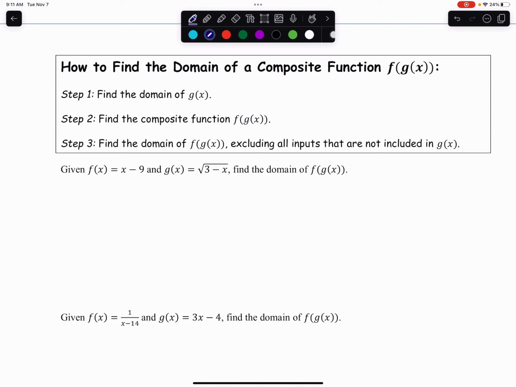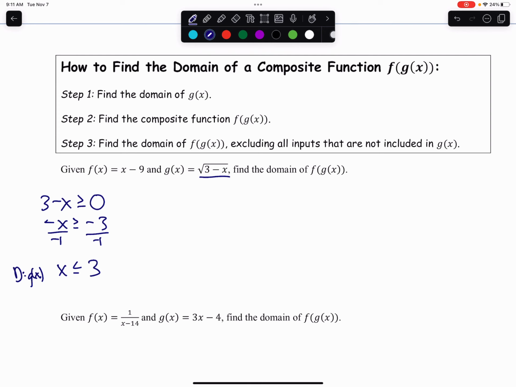So let's do the first one together, and you guys can try the next two. Looking at the first one, we first have to find the domain of g of x. So let's look at g of x. Inside of the square root has to be greater than or equal to 0. If it's less than 0, it's going to be imaginary. So I solve that inequality. I get negative x is greater than or equal to negative 3 when I subtract 3 on both sides. Then we divide both sides by negative 1, and I get x is less than or equal to 3 for my domain of g of x.